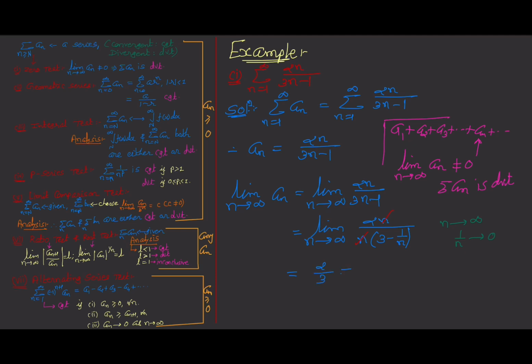And you know 2 divided by 3 is not equal to 0. On the left hand side, what we have is the limit as n tends to infinity of a_n. So by this, the limit as n tends to infinity of a_n is not equal to 0 and therefore the series is divergent. And so the series summation a_n, which is equal to this summation 2n upon 3n minus 1 from n equal to 1 to infinity, is divergent.